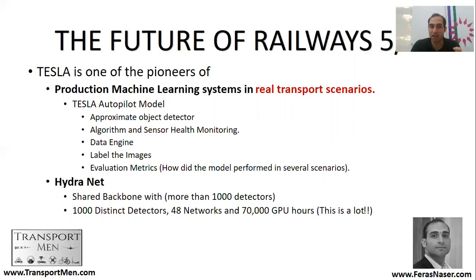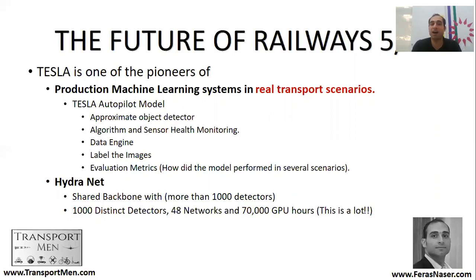Is it getting this accurate or not? After the model detects different objects, they go into a data engine, and some engineers label the images in an automated way. So there is a system designed to label these images in a quick, autonomous and automatic way. And then they test the newly developed machine learning models through evaluation metrics, to know about their accuracy and their performance during several scenarios.